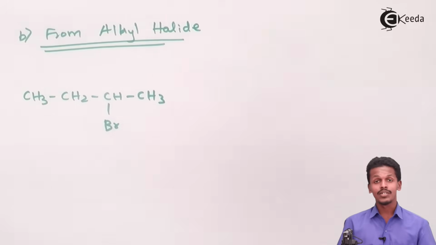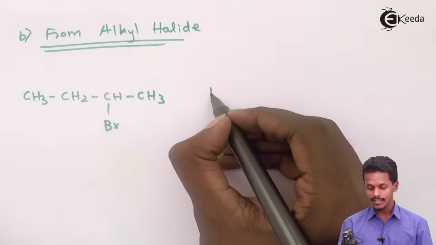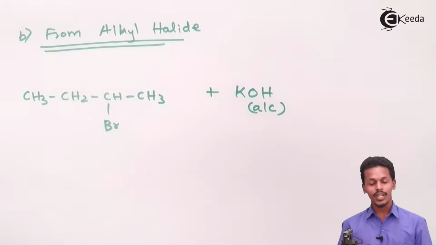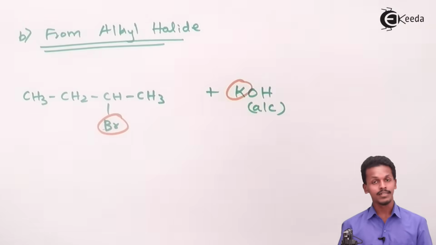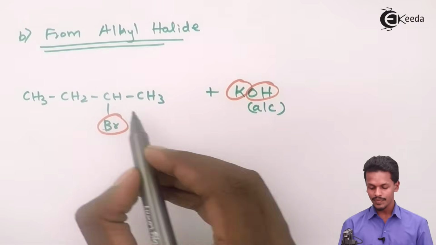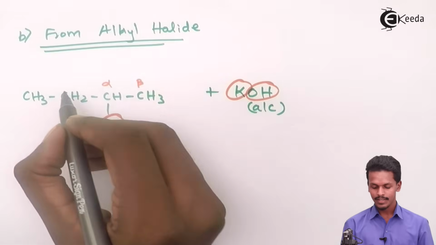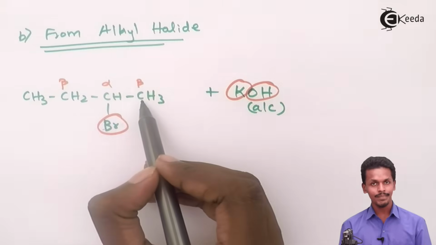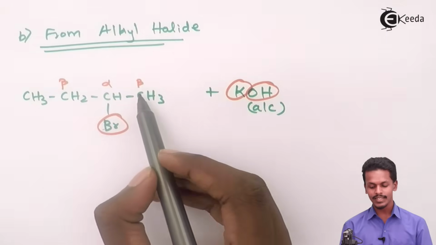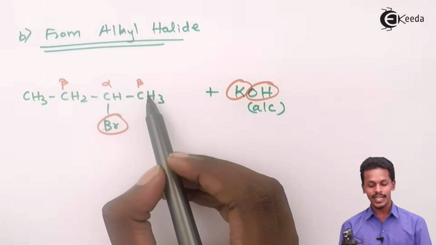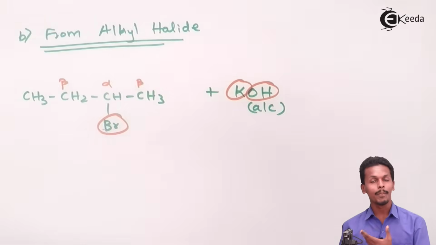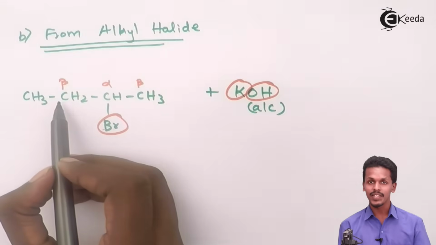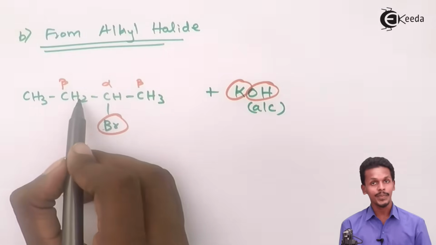And always an alkyl halide undergoes the reaction with alcoholic KOH. In this case, what happens is this Br will take away the potassium, and this OH will take away the beta hydrogen atom. It can be this one, but if it removes the hydrogen from this beta carbon, then but-1-ene will be obtained, and if the OH removes this hydrogen from this beta carbon atom, then the double bond will be present over here.